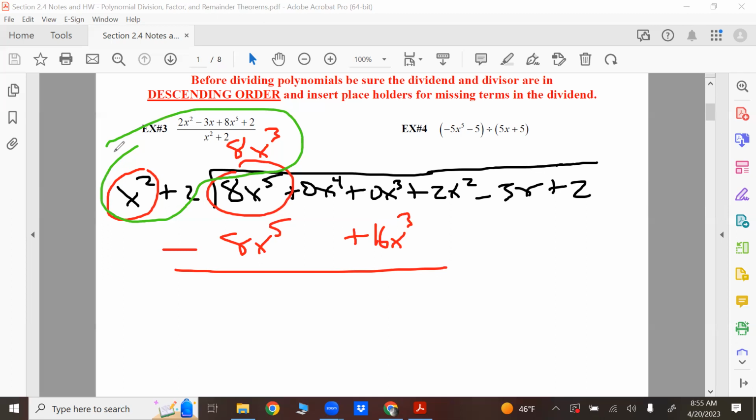Same thing. When you multiply this by 8x cubed, what do you get? 8x^5 plus 2 times 8x cubed. Oh, you have to do that. Right. You got to do that. We're okay with this so far?